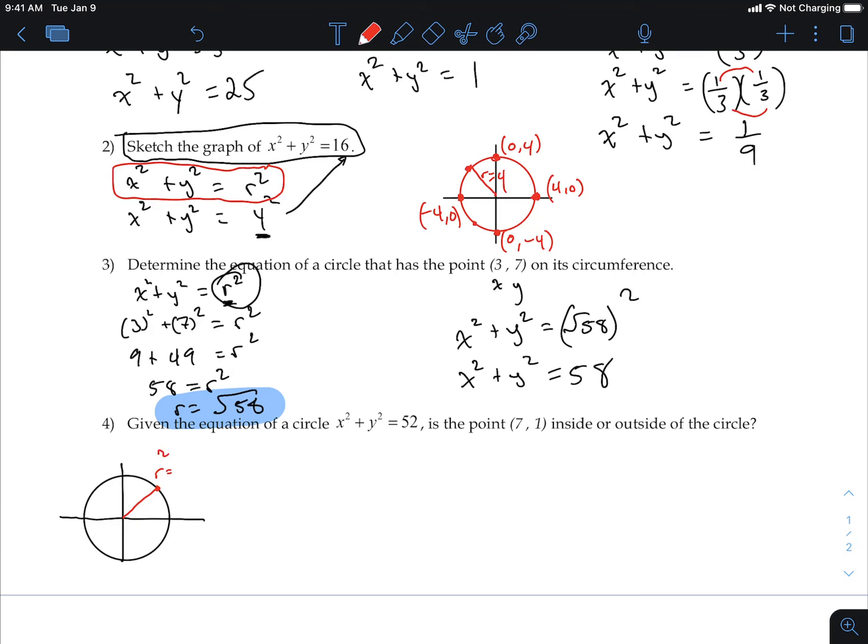We know r squared has to equal 52, right? Because there it is right there. So r is going to be equal to the root of 52. Here, for our purposes, r is going to equal 7.6. Okay.